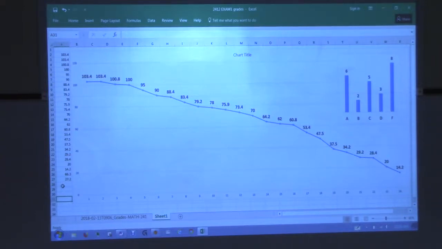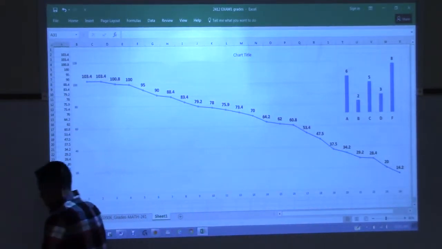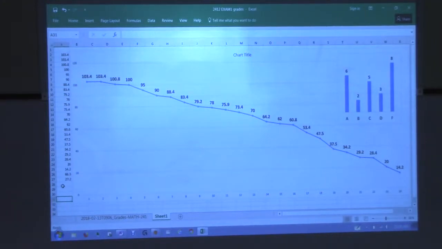Okay, so how many of you have heard of standard deviation before? Okay, so let me explain what standard deviation is, because it's the number that I pay attention to almost more than the class average. I'll give you an example that I think is easier to follow.